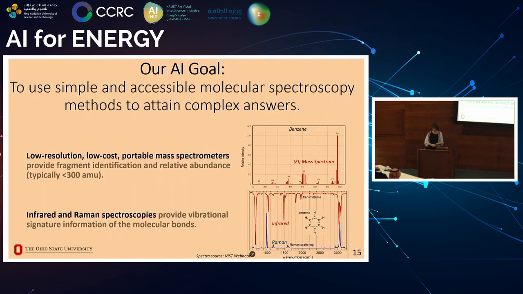So this leads to our AI goal. That's, again, to use simple and accessible molecular spectroscopy methods to attain complex answers. Certainly, there's a lot going on across the world with measurement, taking back samples, and doing really high-level analyses. But our ideas are to take simple Raman, portable Raman, and infrared spectroscopies, as well as low-cost, low-resolution mass spectrometry to get out details so we can actually do a better job of proxy, but also add to the field.